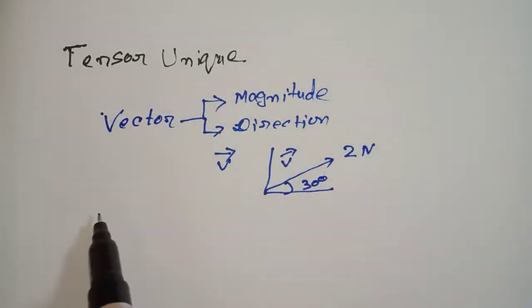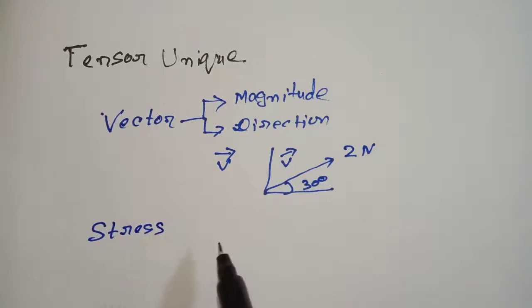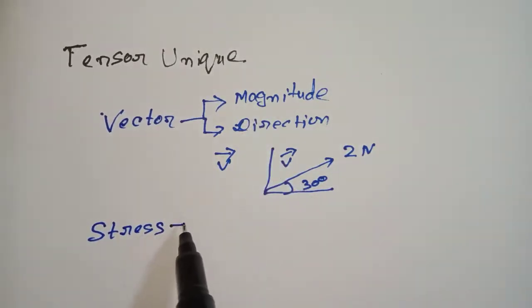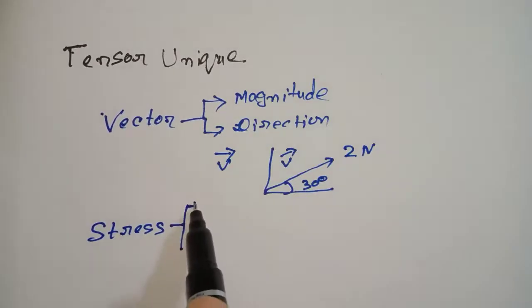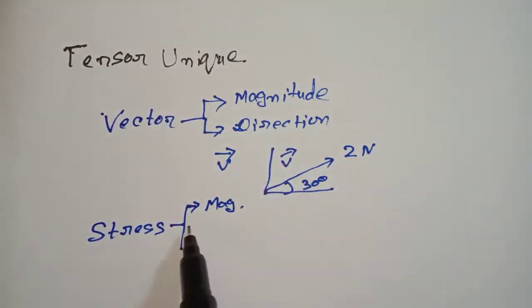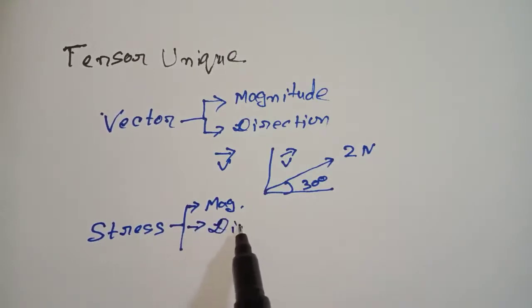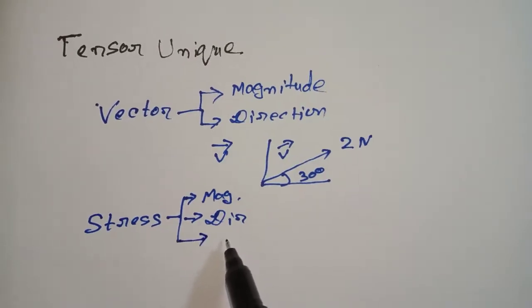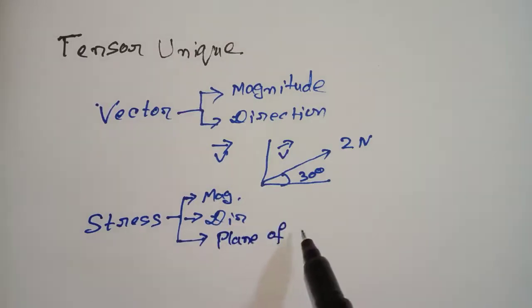Now if you take a tensor, specifically a stress tensor, then other than magnitude and direction there is another important thing which makes it unique. One is the magnitude, this part. The second one is direction, that is, in which direction it is happening, and the third one which makes it unique is called the plane of action.